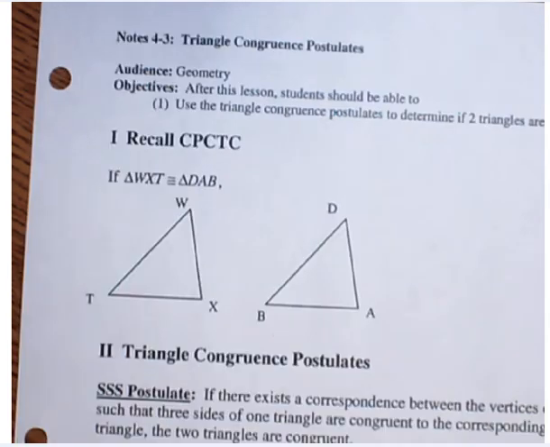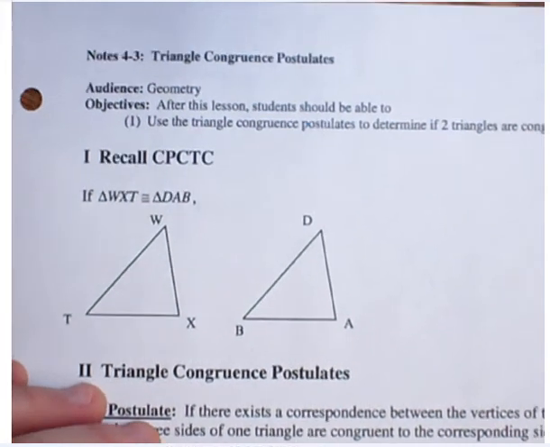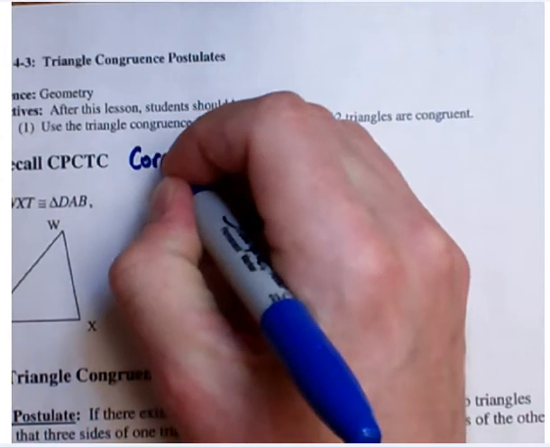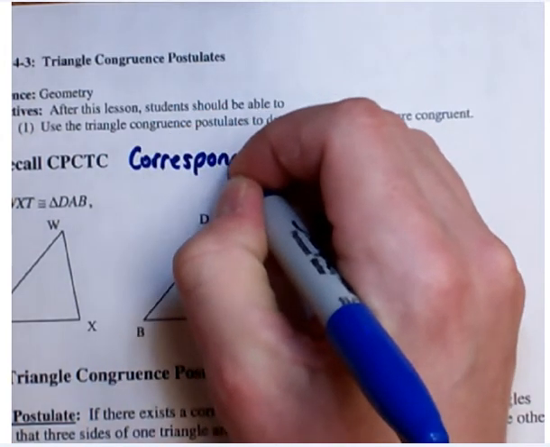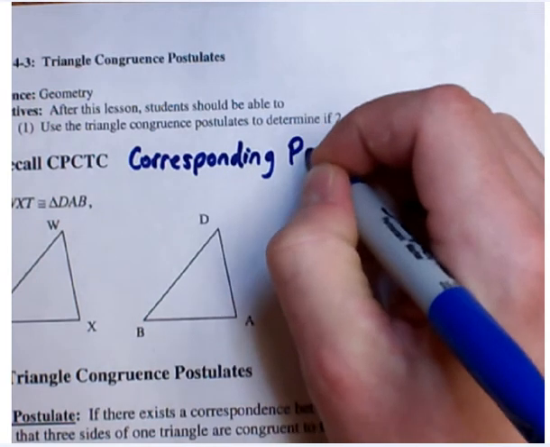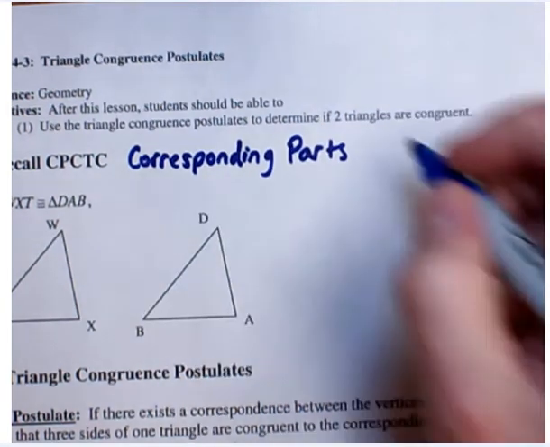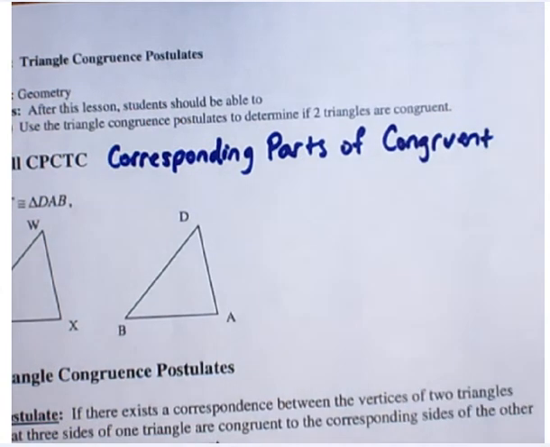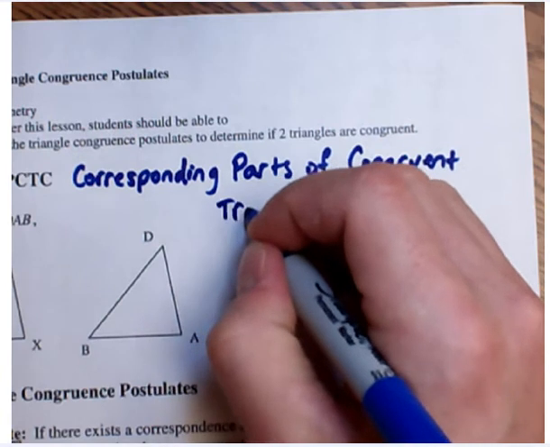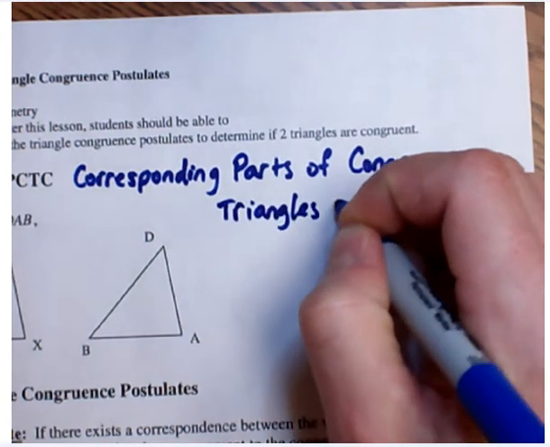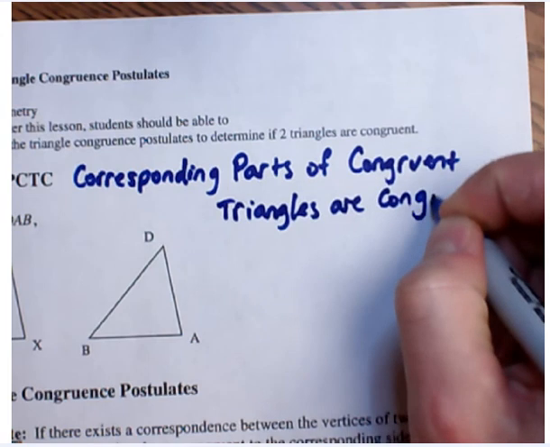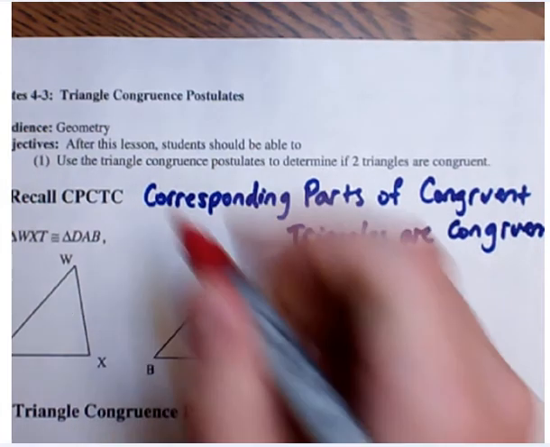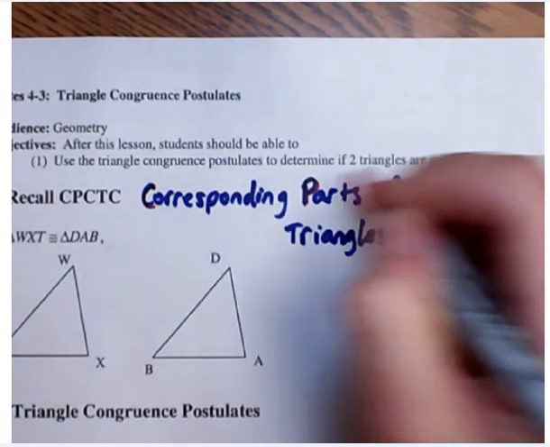Yesterday we talked about something called CPCTC, and if you remember, that stands for corresponding parts of corresponding parts of congruent triangles are congruent. Corresponding parts of congruent triangles are congruent. Okay, and that's CPCTC.